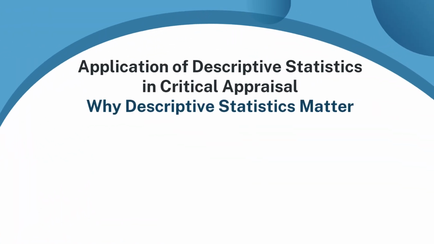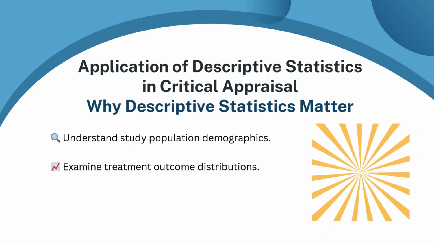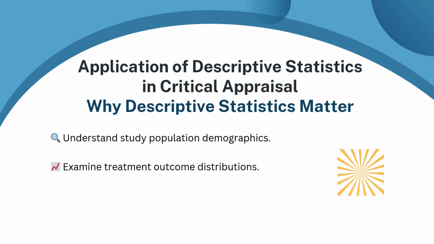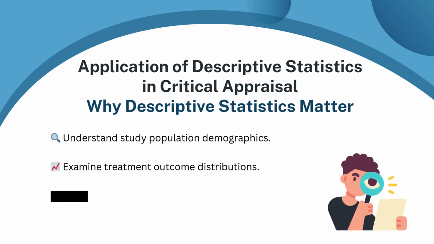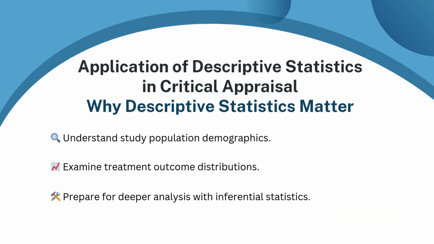Descriptive statistics are the foundation of any research analysis. They help you understand the study population, for example, summarizing participant demographics like age, gender, or health conditions. They identify patterns in outcomes, such as the distribution of treatment responses or baseline measurements. And they prepare for deeper analysis. By summarizing the data, you're better equipped to move into inferential statistics, which we'll discuss next.